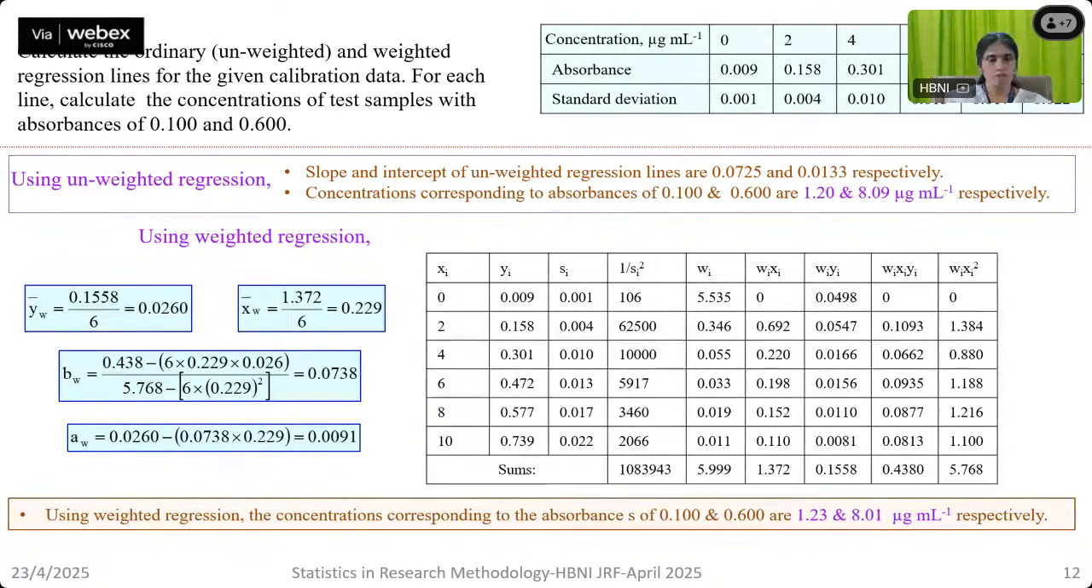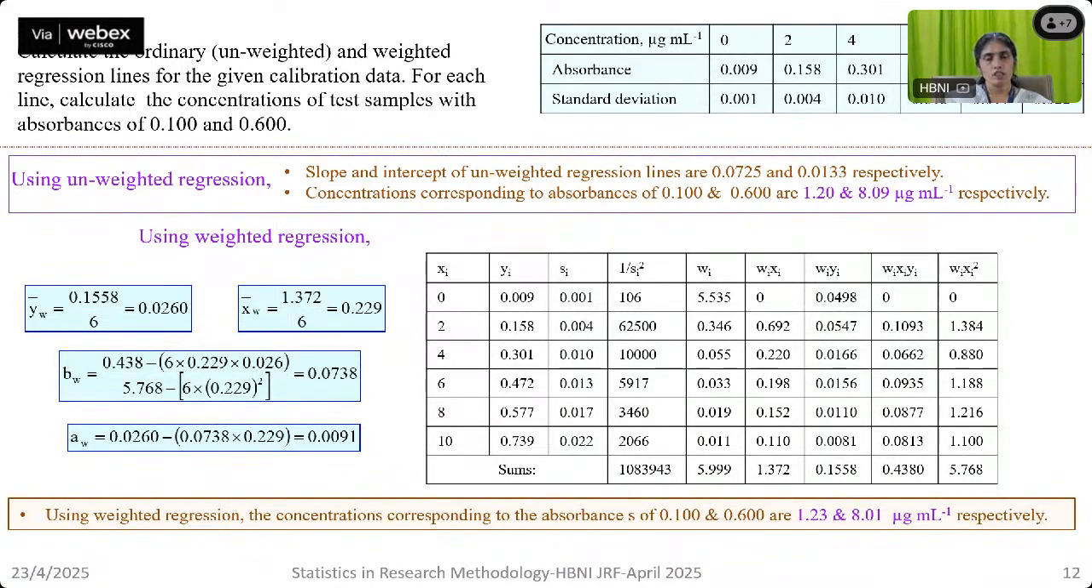The ordinary least square fitting, we have done enough examples. You can give a try and get the concentration as well as the spread in the calculated concentration as well as the confidence interval also.